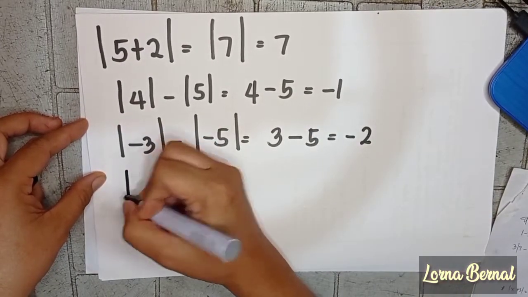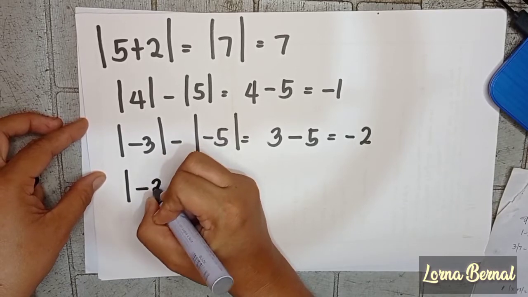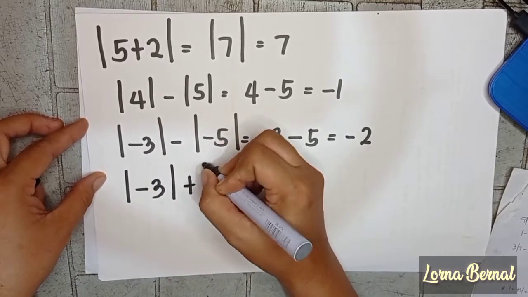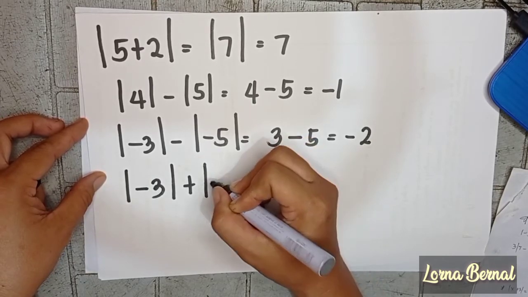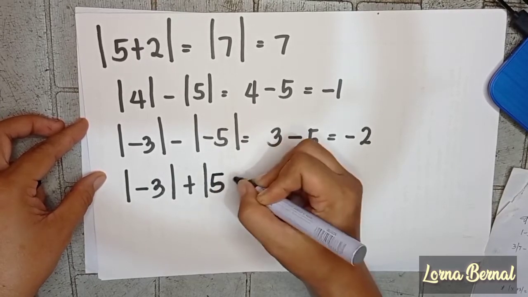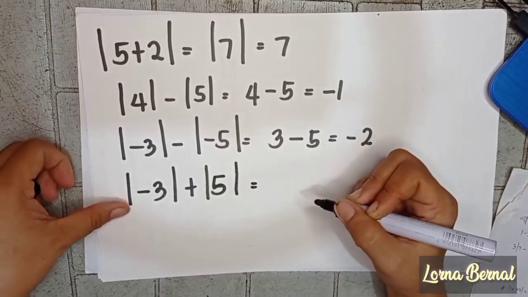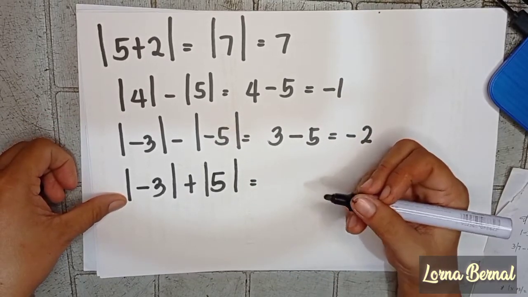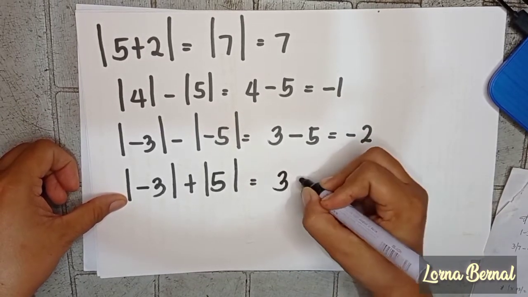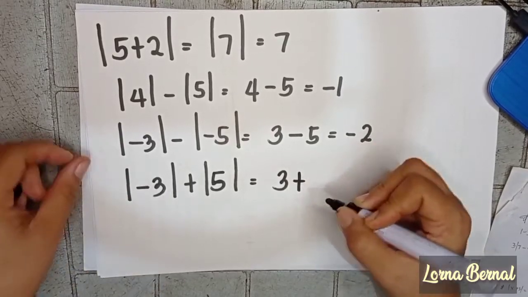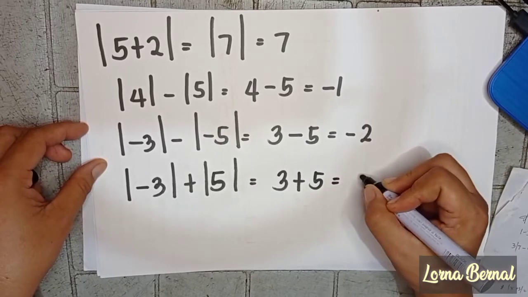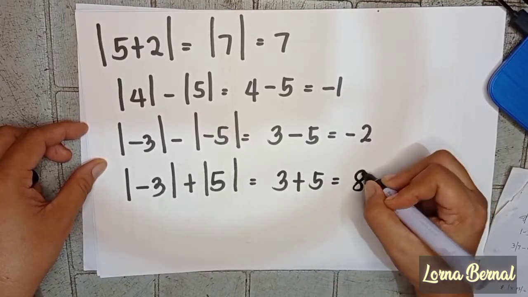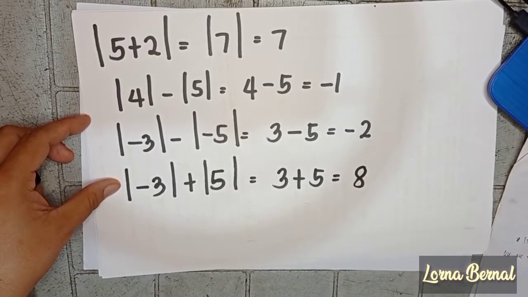Another example. The absolute value of negative 3 plus the absolute value of 5. Okay. So take again the absolute value of negative 3, which is 3. Then plus the absolute value of 5, which is 5. So that will become 3 plus 5 is equal to 8.